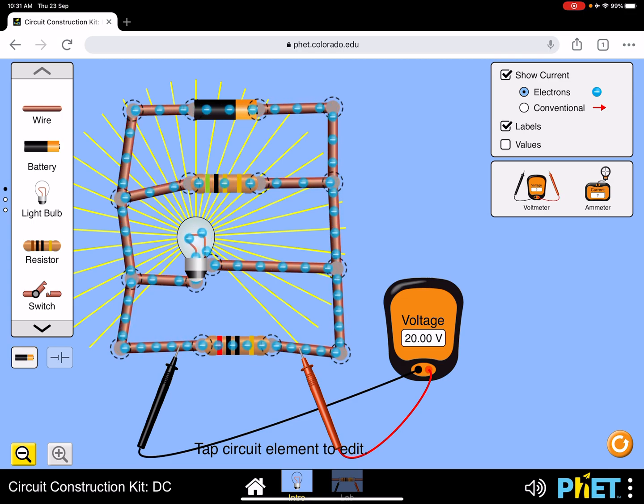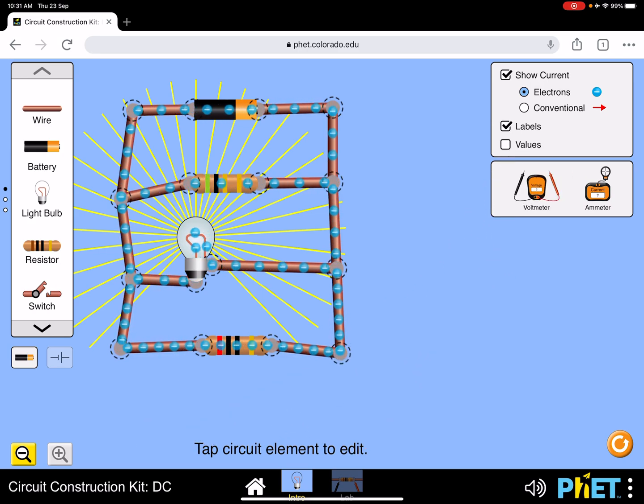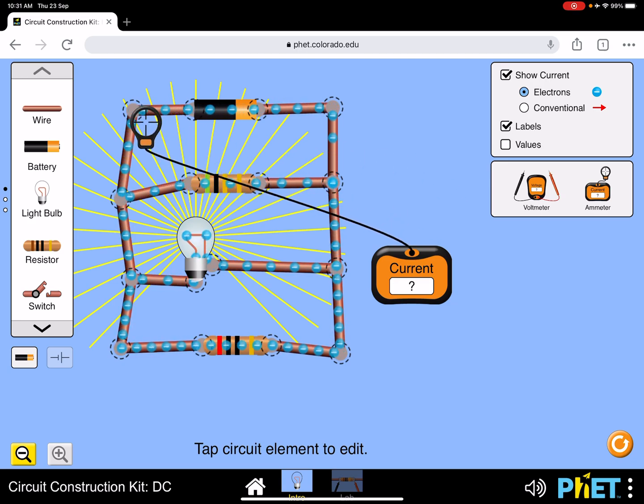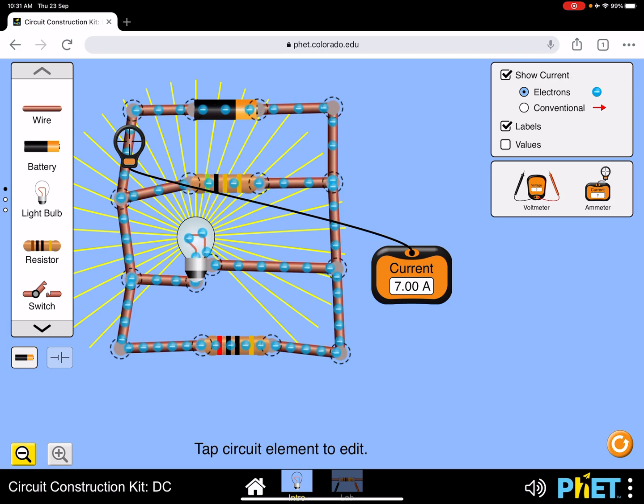Okay, I've changed the resistances of the lamp and the resistors so that we get different currents. So let's just look at the current. That's an ammeter that measures current, and that's always connected in series with a circuit. So let's just look at the current coming out of the battery. This is 7 amps, okay?